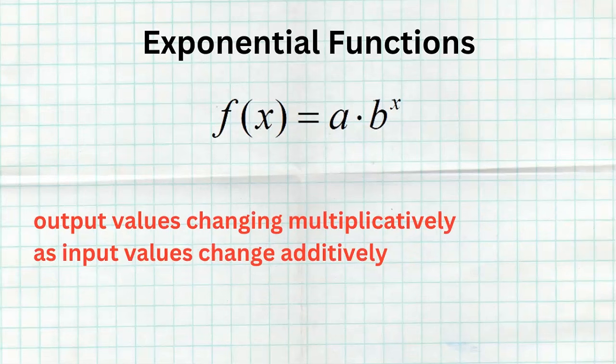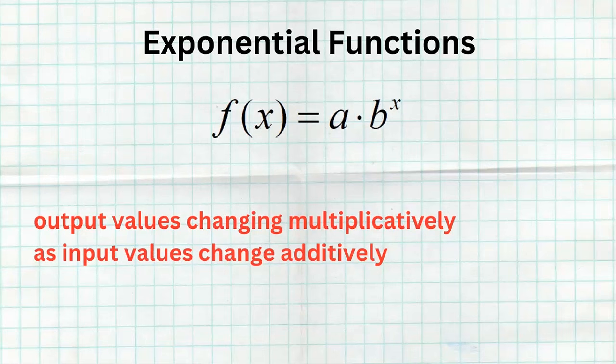Another way to think of it is this: it's the same kind of idea. Output values are going to change multiplicatively, so they're multiplying by some value, whereas the input values change additively. That's another sign, especially if you have an input-output table. It's an easy sign that you're going to see an exponential function.